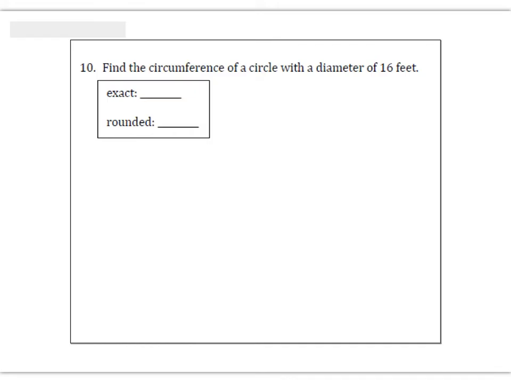Let's try one more. Find the circumference of a circle with diameter of 16. So remember, circumference is diameter times pi. So it's going to be 16 pi. Type it into your calculator. The rounded answer should be 50.27, and both of these can be labeled feet.